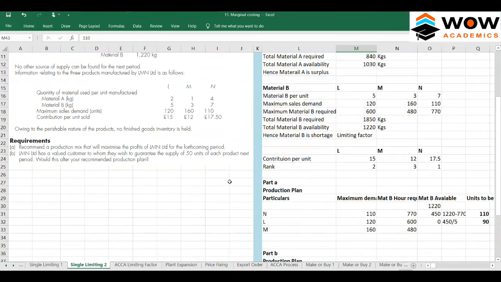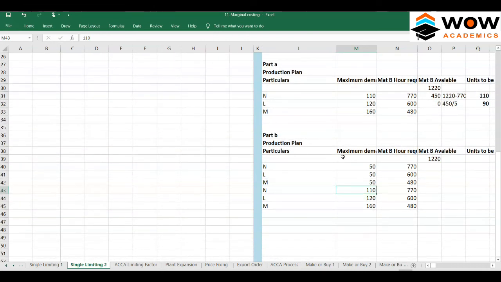Okay, so let's see, to whom they wish to guarantee 50 of each in next plan, would this alter your recommended production plan? So maximum sales demand is this much of units. So first we can give it to these guys, right? We have to give it to these guys. Then we can sell to the external market. So in external market, we can't sell 110, 110 minus 50, balance 60 we could sell, and again 120 minus 50, 70 you can sell, and 160 minus 50, 110 we can sell. Okay, that's what we can sell. So first we have to sell these. We don't have any other option.